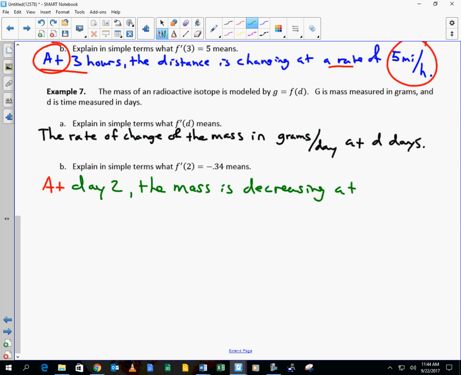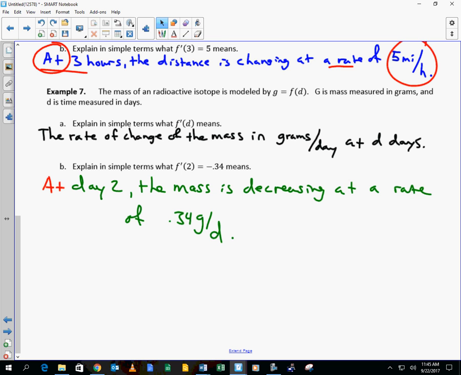That's fine. I'm going to clarify that. Decreasing at a rate of 0.34 grams per day. So if I said the mass is changing at a rate, if I said changing, then I would need to put negative 0.34. If I say decreasing, that absorbs the negative value. We all okay with that?